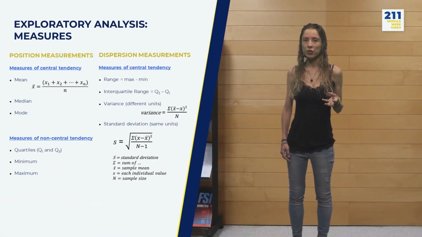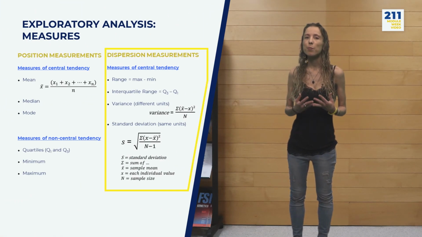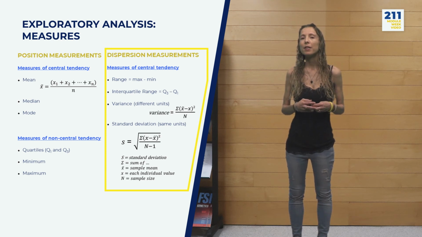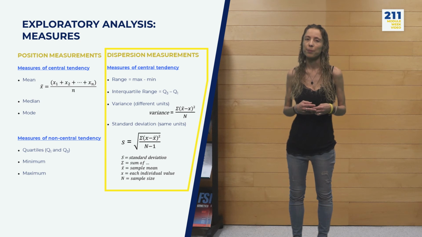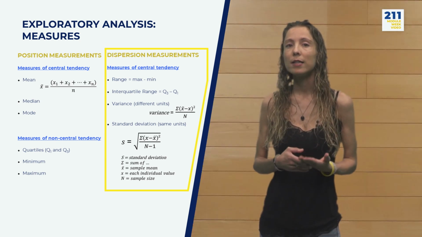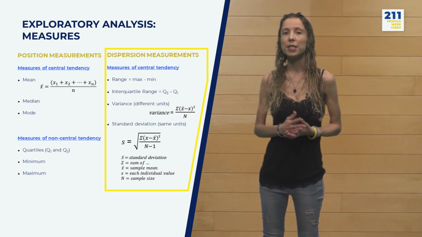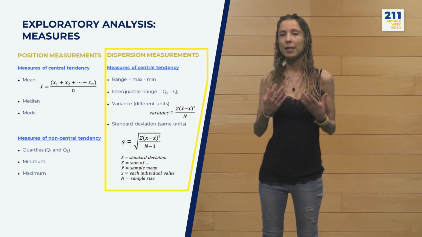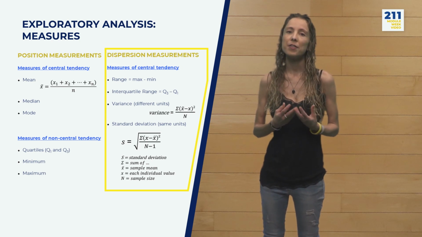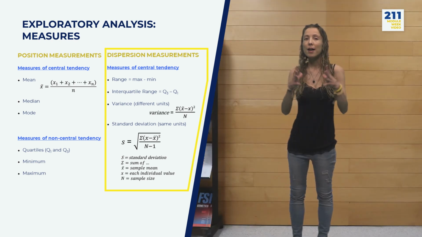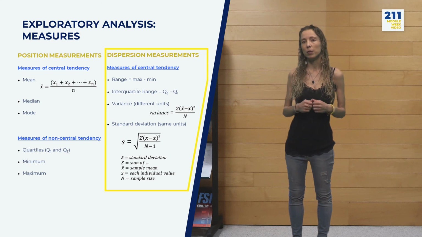Finally, we focus on the dispersion measurements. These measures, also called measures of spread or measures of dispersion, are used to describe the variability in a sample or population. They give us an idea of how well the mean, for example, represents the data. If the spread of values in the data set is large, the mean is not as representative of the data as if the spread of the data is small. This is because a large spread indicates that there are probably large differences between individual scores.